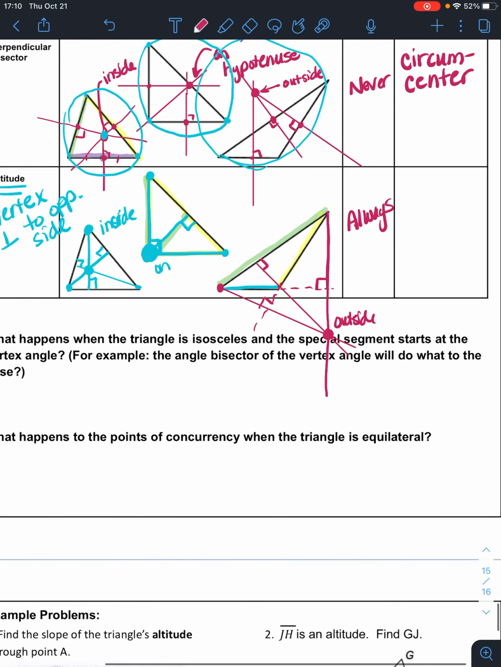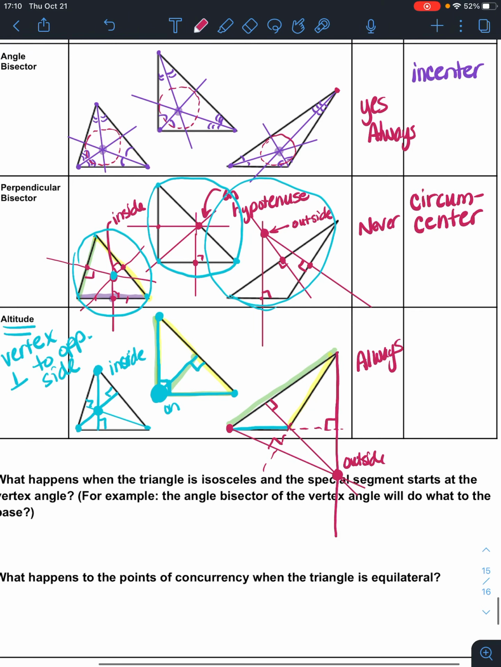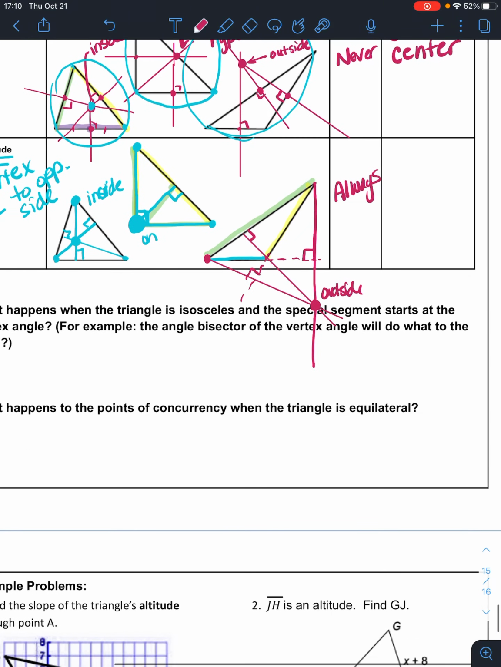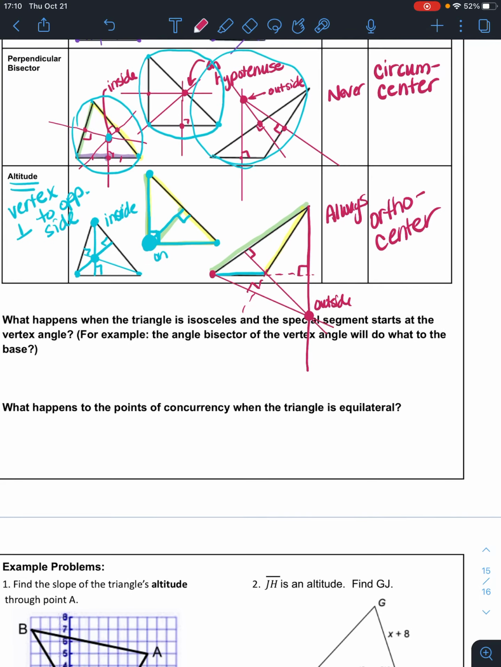Then when you have your circumcenter, that's where your perpendicular bisectors meet. Your incenter is where your angle bisectors meet. And the altitudes meet at a place called the orthocenter. Now I've looked and looked and I have not been able to find a simple application of the benefit of the orthocenter. I'm sure there is one. I have just not been able to find it.